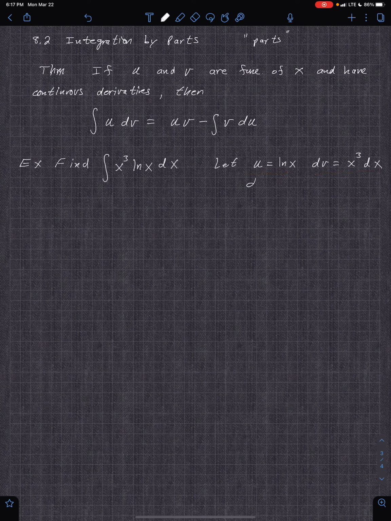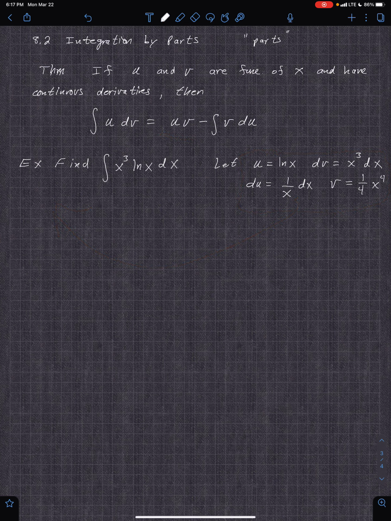So du is equal to 1 over x dx. And when you integrate that, you get v is equal to 1/4 x to the 4th. And you don't have the dv or dx in there anymore, you just leave it. And so now you take all of these parts, that's why it's called integration by parts, and you substitute into this form here.